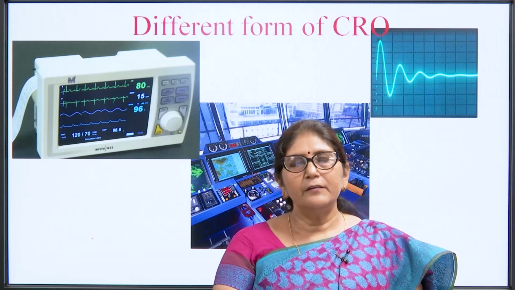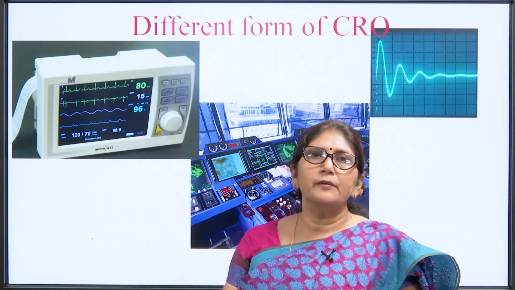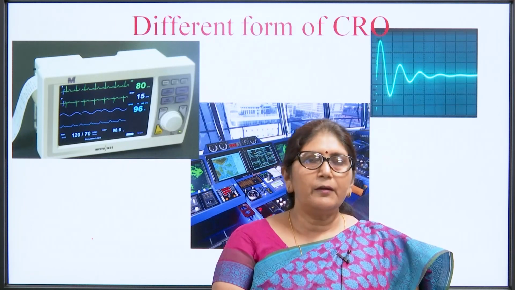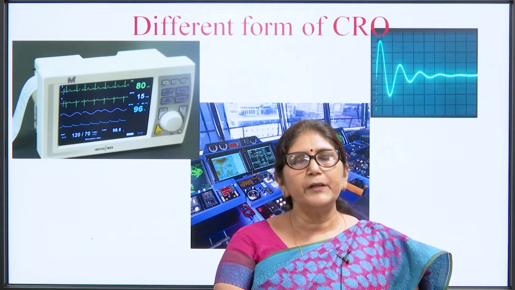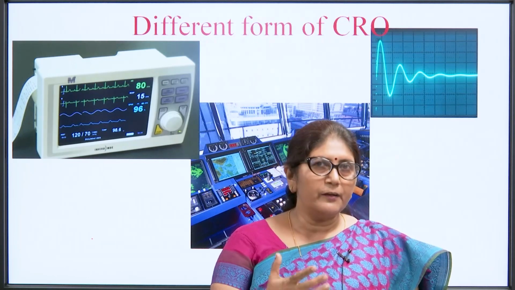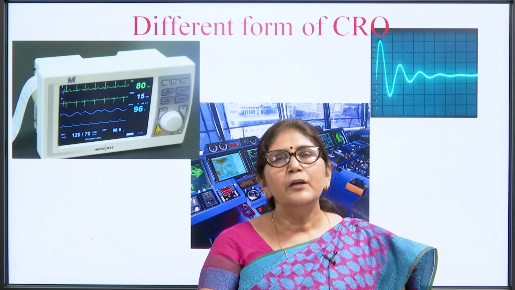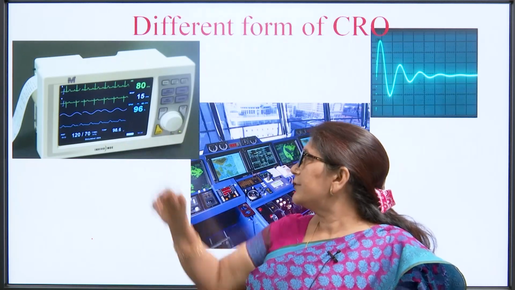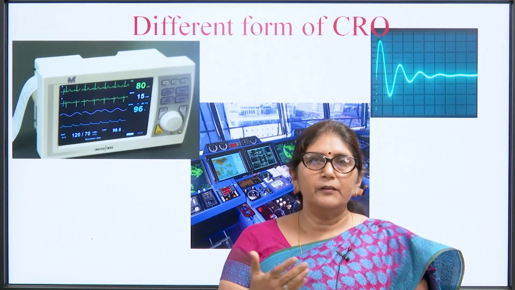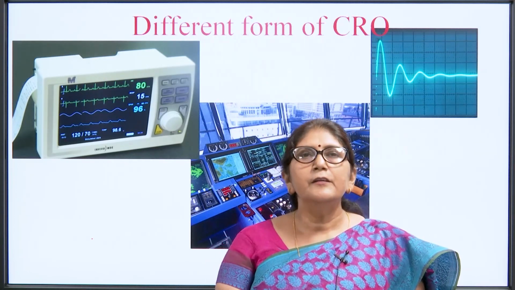Like you can see here, it is a CRO. This is used for medical purposes, and whenever you have a chance to go to a hospital, you will have seen this type of CRO in the operation theatre and other places. This is also a type of CRO. It measures the pulse rate of the patient, the heartbeat and other things.